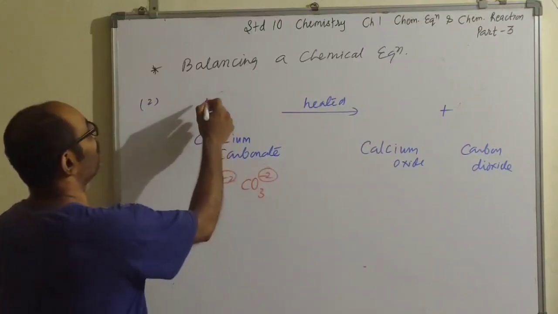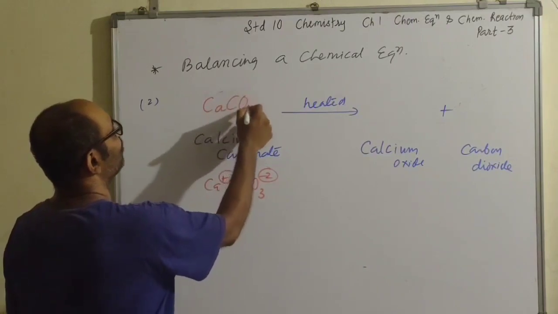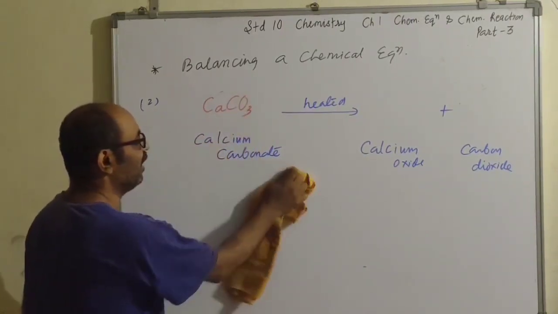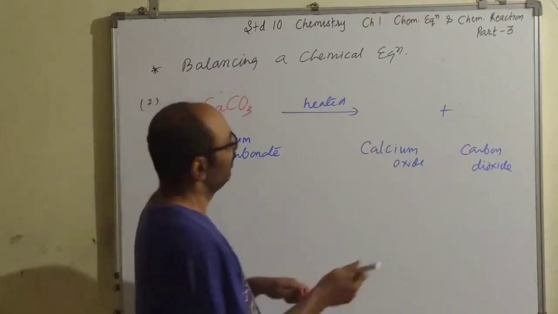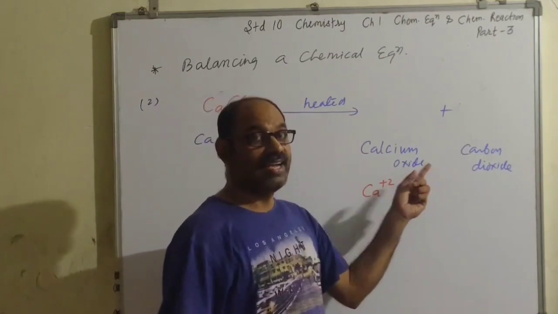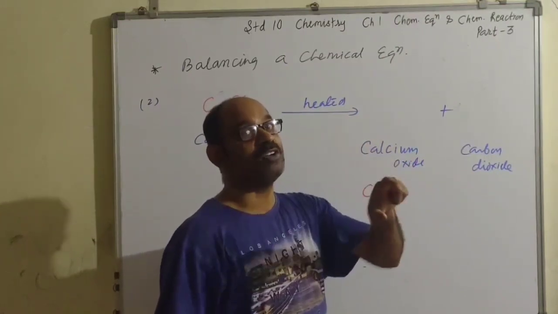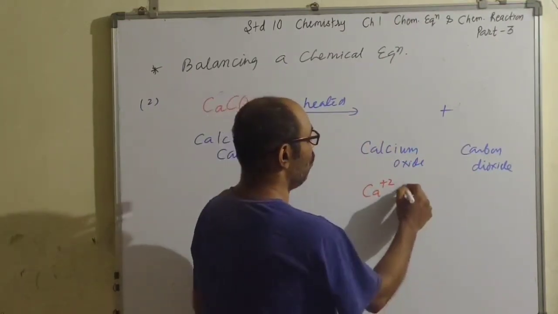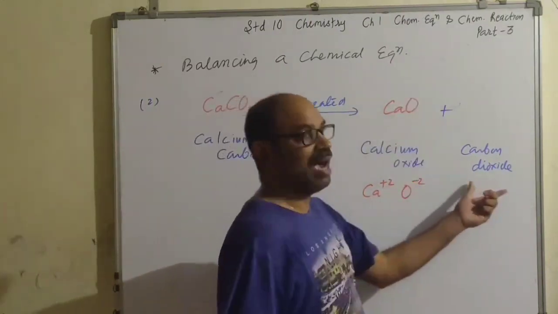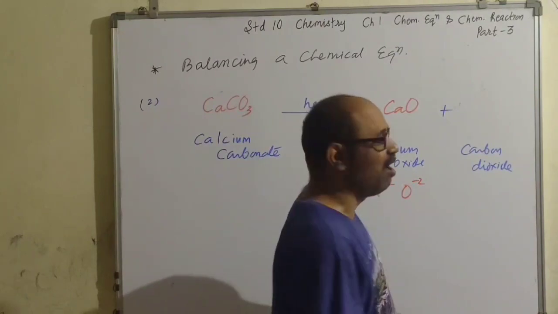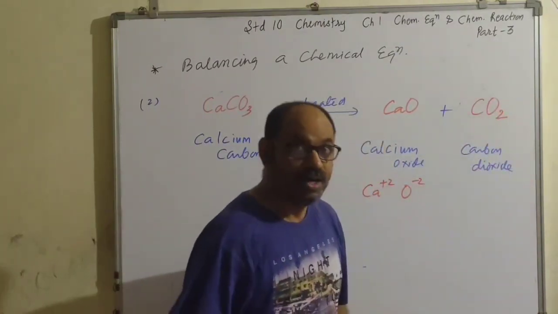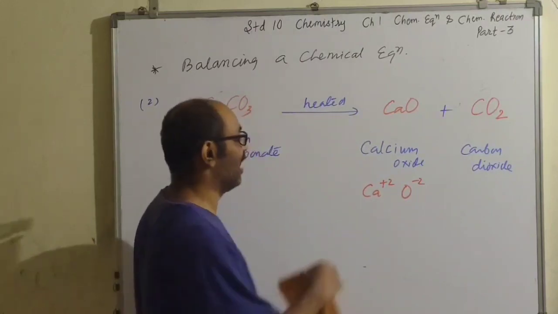So straight away you can join. You got the formula, calcium carbonate. Now calcium oxide. Calcium we have seen, it is Ca plus 2. Oxide is O minus 2. It will join directly as CaO. Now carbon dioxide is a covalent compound, so you directly write the formula CO2. So the skeletal equation is ready.